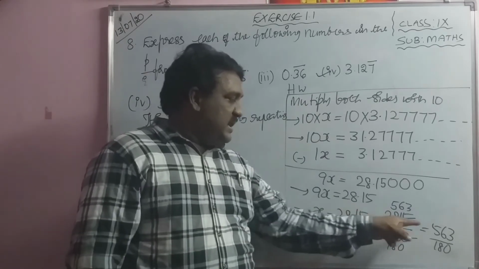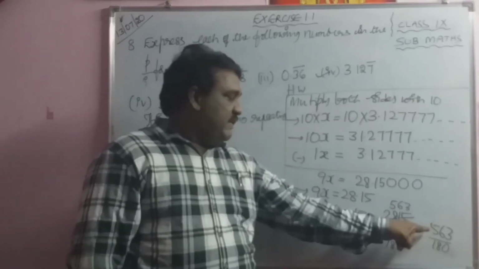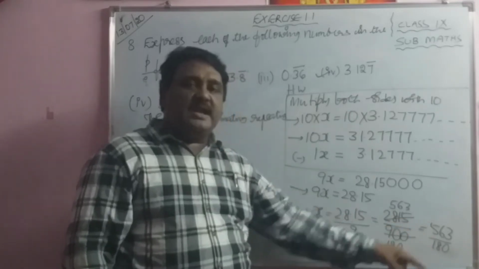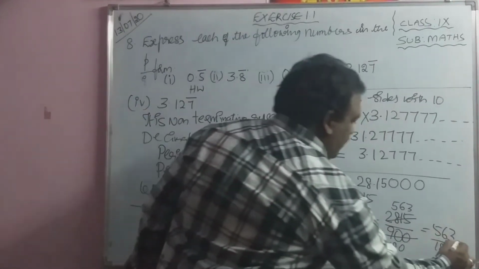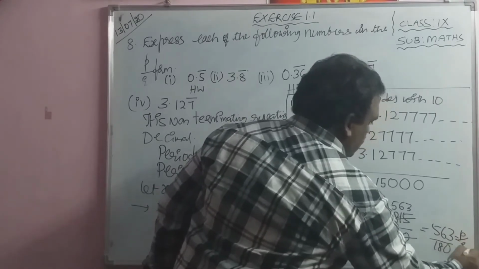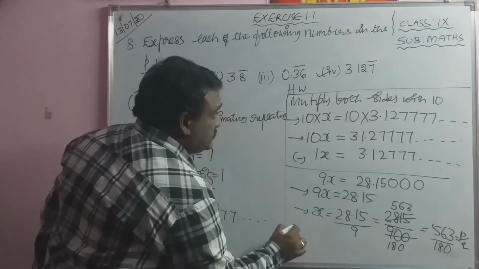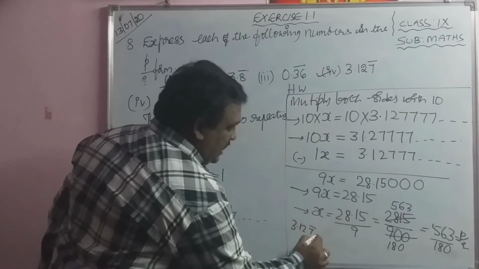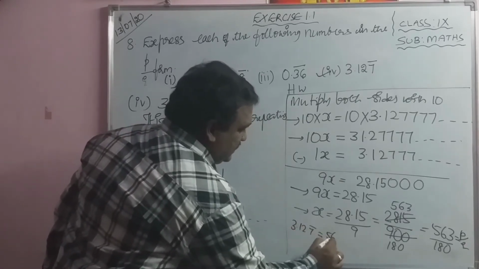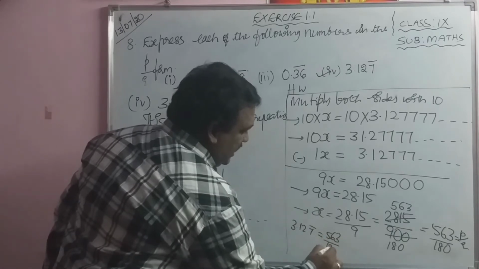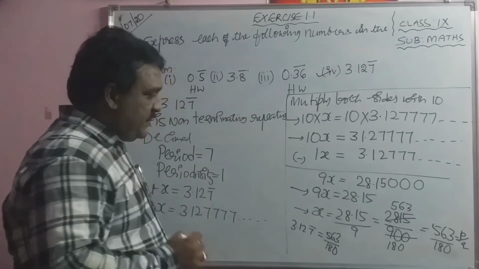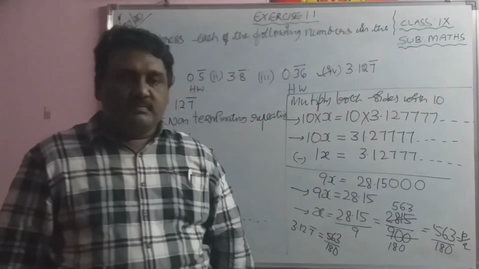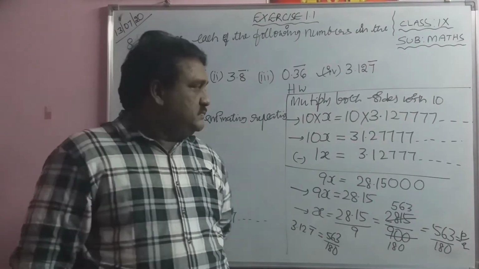5 table cancellation. How many times? 563 times, by 180 times. It is in the form of p by q. So we get 3.1277 bar equal to 563 by 180. Note it down first. Then the next problem.